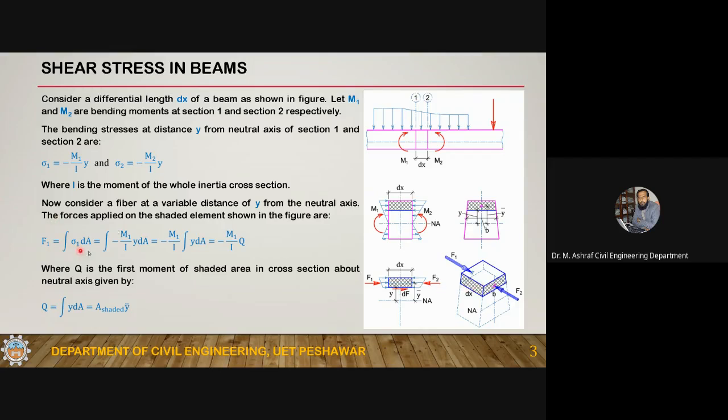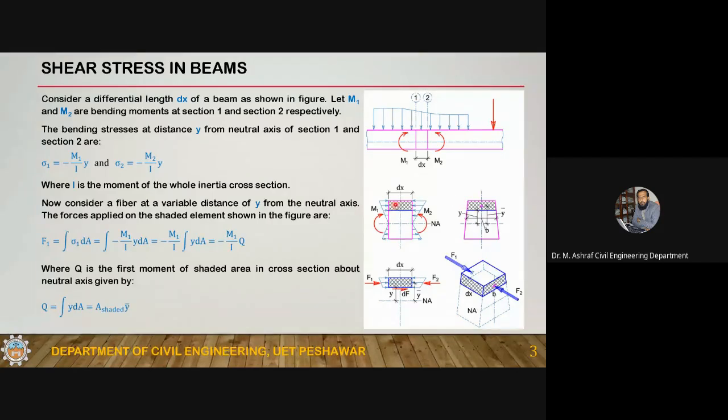So F1 is the integral of sigma 1 dA. This will give you F1, the force acting on section 1. If you plug in the value of sigma 1, which is M1 over I into y, you will get this expression. Since M1 over I is constant for any cross section, you can take it out of the integral and you will get the integral of y dA, which is minus M1 divided by I into Q. What is this Q? This is the first moment of area. And the first moment of area of which area? Of this shaded area.